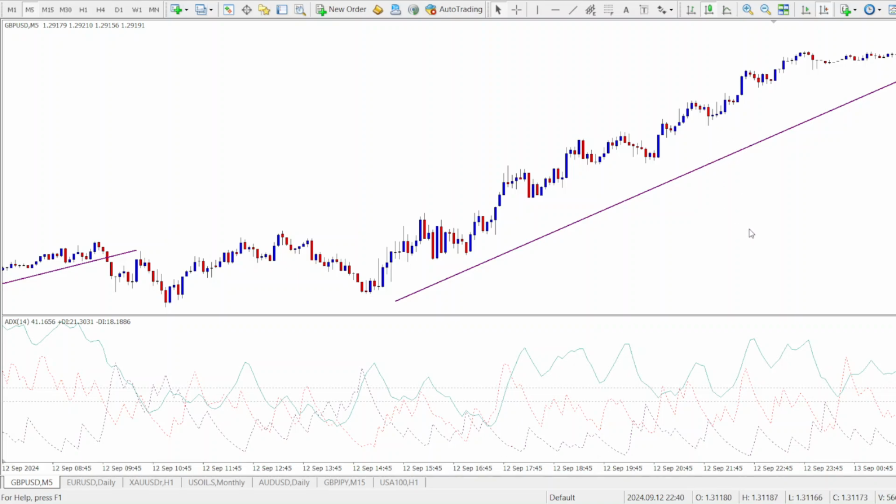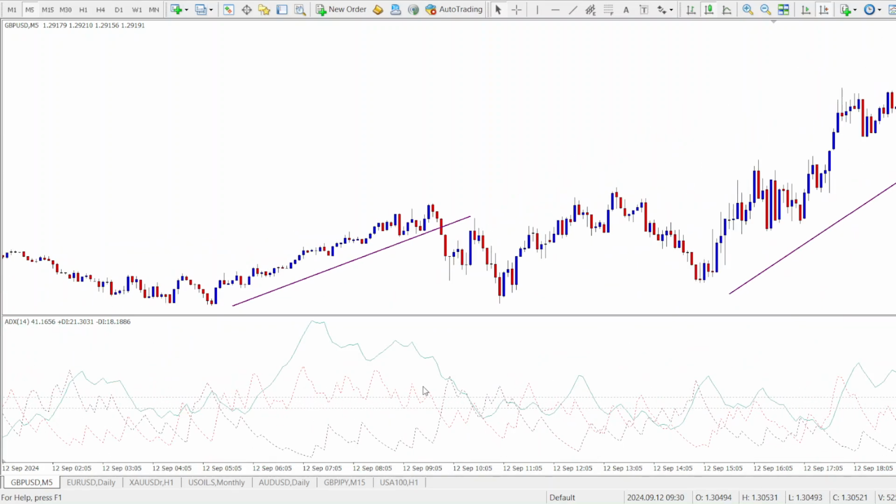And when the minus DI line crosses above the plus DI line, like what happened here, it suggests a downtrend. So you can see we had a downward move here when the minus DI crossed above the plus DI. By using these signals together, we can make clear, data-driven decisions for entering or exiting trades.